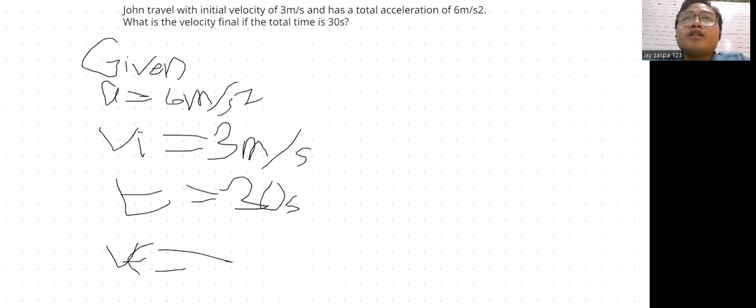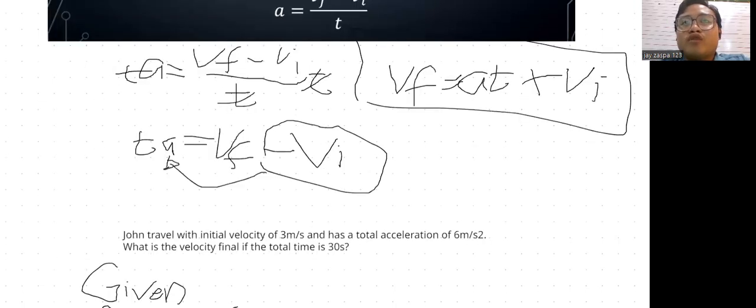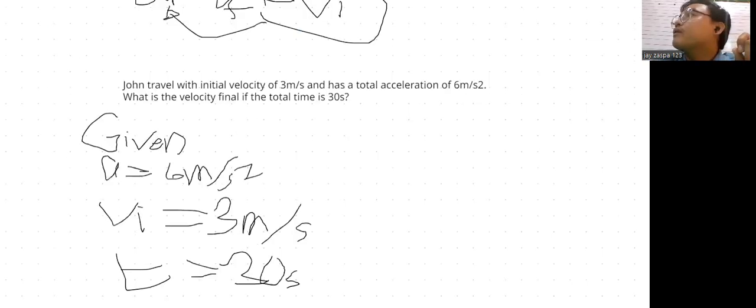So first, this is the first thing to do: you're going to write the given. The second thing to do is you're going to copy this certain formula so that you can solve the problem, because this is what they're looking for. You're looking for final velocity and you derive the formula like so.